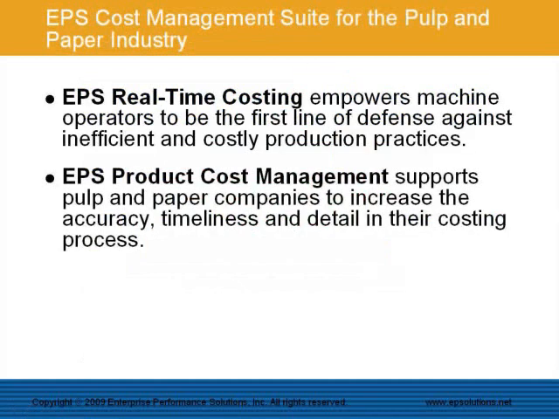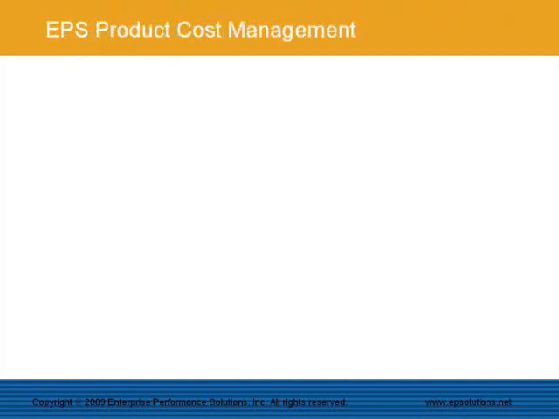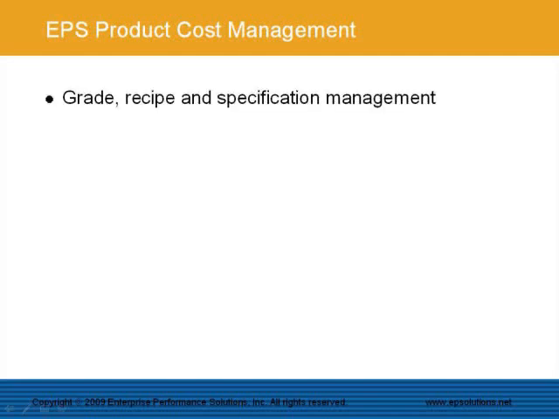The EPS Product Cost Management module helps pulp and paper companies to increase the accuracy, timeliness, and detail in their grade costing process. The module has the following functionality that is especially developed for the pulp and paper industry: grade, recipe, and specification management that allows for an unlimited number of versions for standard, actual, and trial recipes. Pricing management where fiber, chemical, and energy pricing can be managed in an unlimited number of price list versions for current, future, and historic pricing.